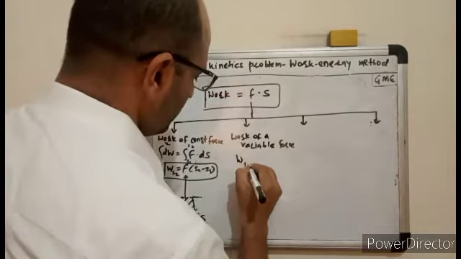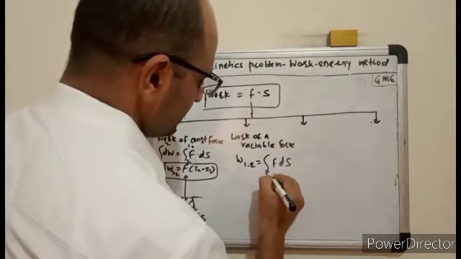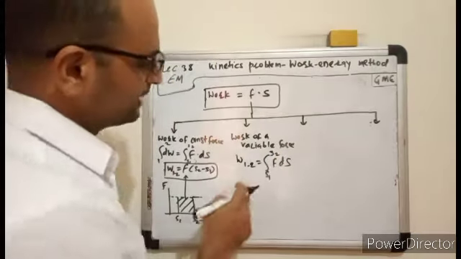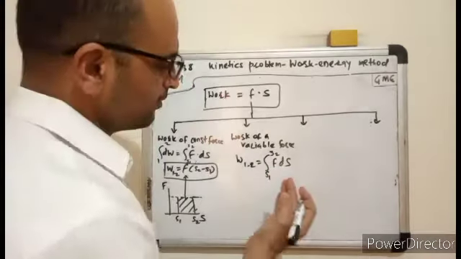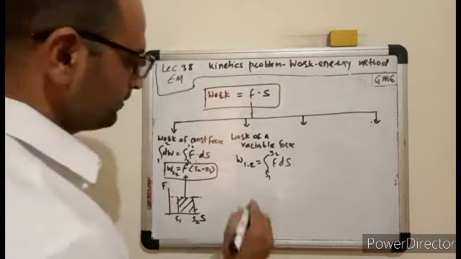See, for this, W1 to 2, the work done is the integration of F ds, from S1 to S2, okay? In this case, F will not come outside the integration. This force may be a function of distance or time, and like this you have to find it out.